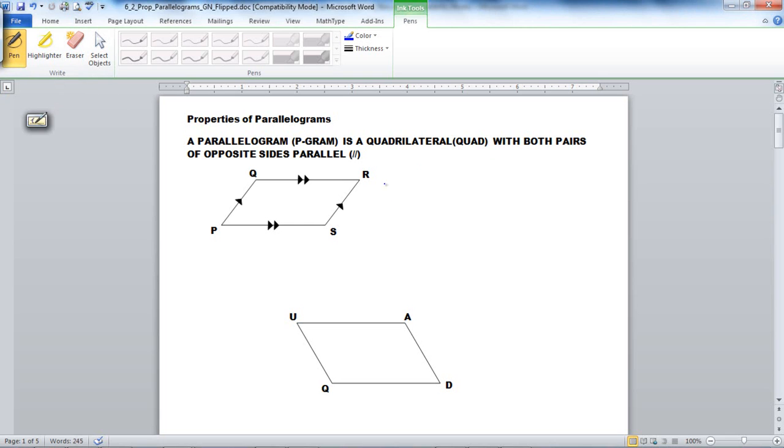So when we're doing this here, I know I can say QP is parallel to RS, and notice that right there is the symbol for parallel. It's kind of like a slanted 11. I can also say then QR is parallel to PS.